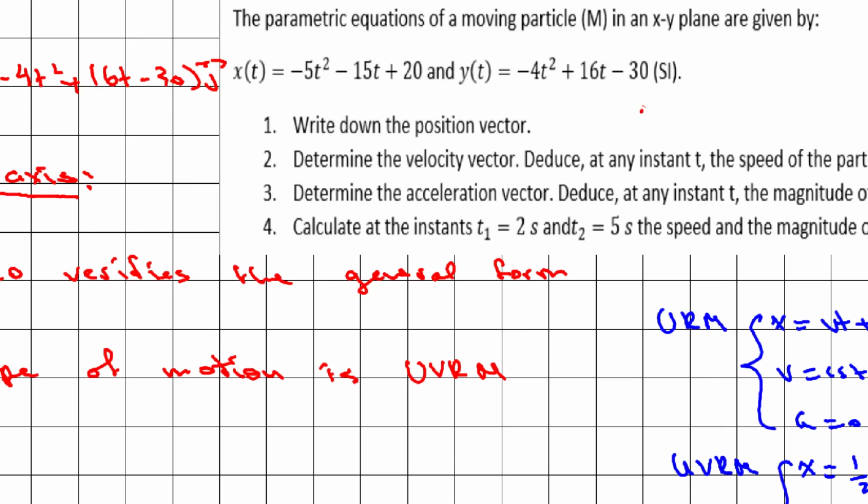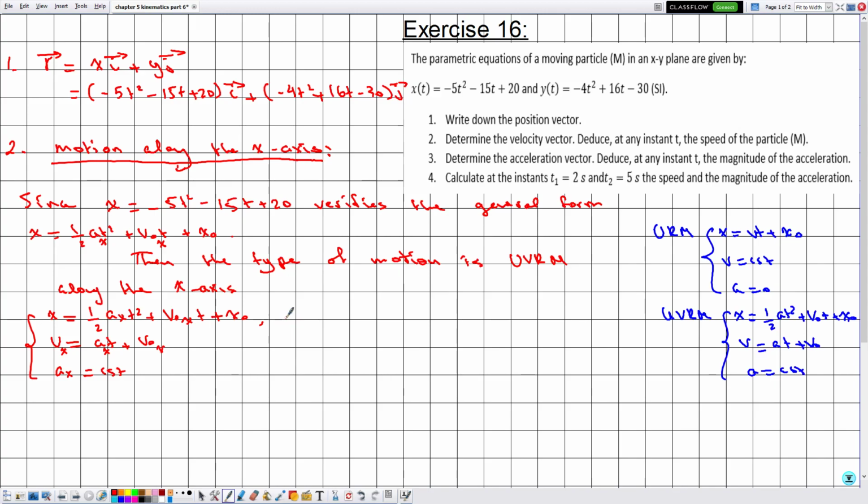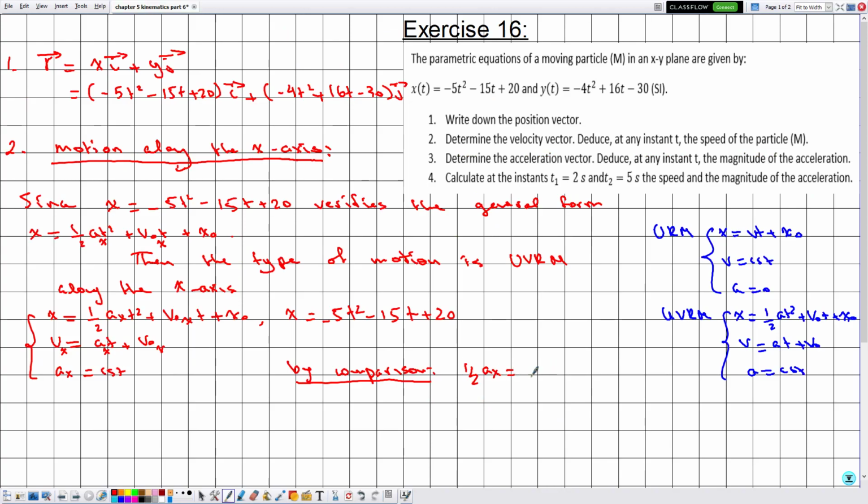Knowing that we are interested in determining the velocity vector, which is v is equal to vxi plus vyj, and this is done by determining vx and vy. So we need to determine ax and v0x, and this is done by comparing with the given form, which is x equal to minus 5t squared minus 15t plus 20. So we can safely say that by comparison, comparing both quadratic terms, half ax is equal to minus 5, which means that ax is equal to minus 10.